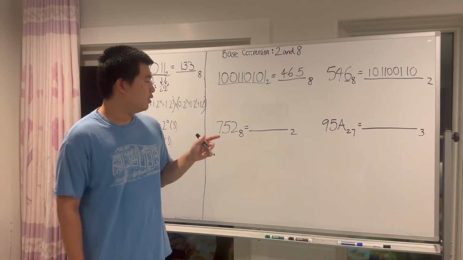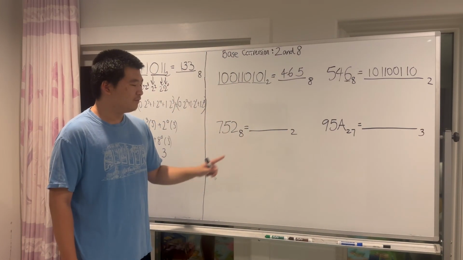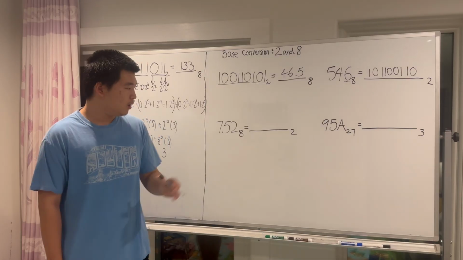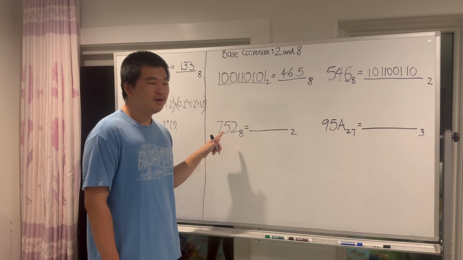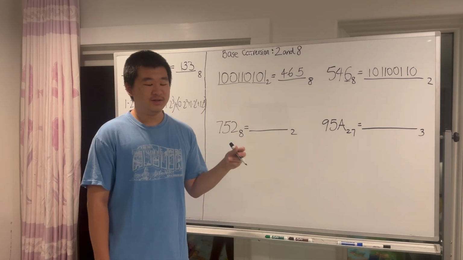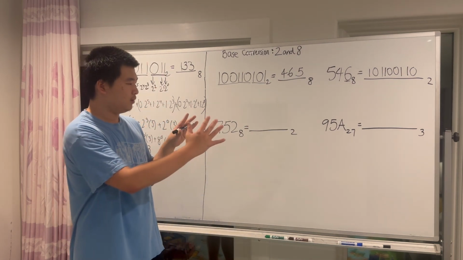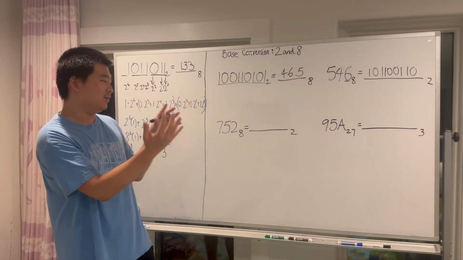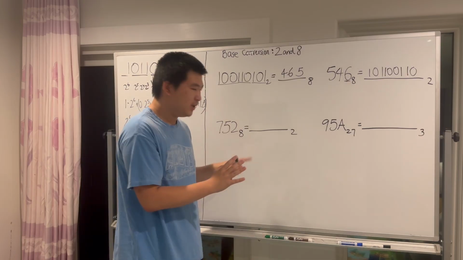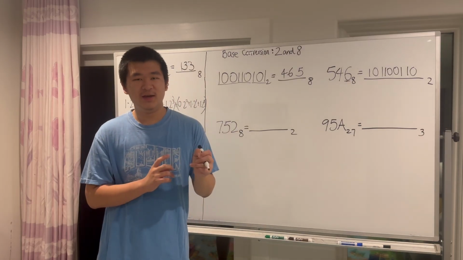But first of all, let's do one more practice problem, 752 base 8, convert it into base 2. How are we going to do this? Well, you can write left to right, but I prefer to write right to left. So 2 in base 8, if we convert that into base 2, what we get is 1, 0.